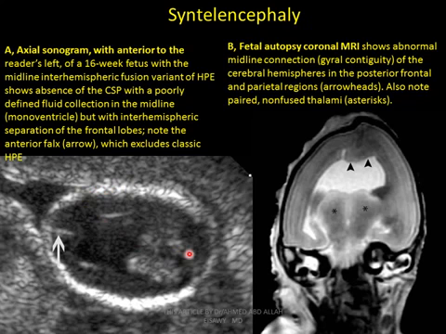Syntelencephaly, as we see in this axial sonogram of a 16 weeks fetus with the midline interhemispheric fusion variant of holoprosencephaly. It shows absence of cavum septum pellucidum with a poorly defined fluid collection in the midline. This is monoventricle, but with interhemispheric separation of the frontal lobes. Note the anterior falx, which excludes classic holoprosencephaly. As we see in this fetal autopsy, coronal MR shows abnormal midline connection, gyral continuity of the cerebral hemispheres in the posterior frontal and parietal regions, with paired and fused thalami. Syntelencephaly.